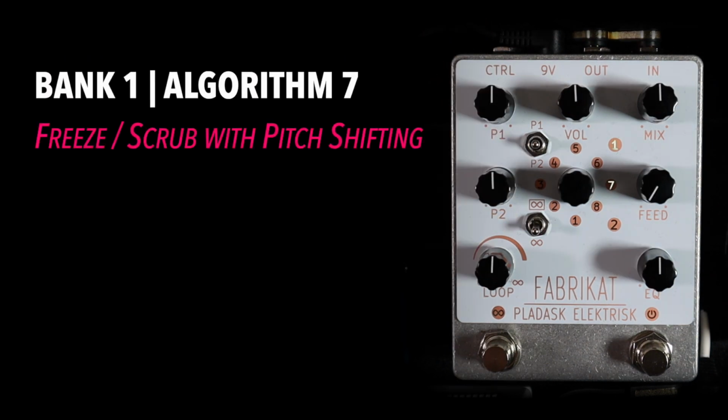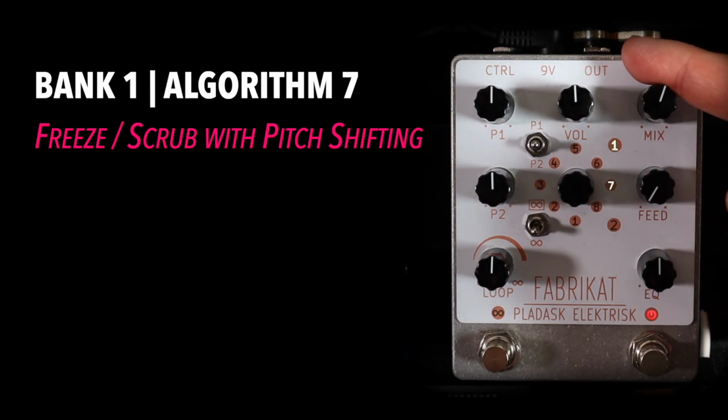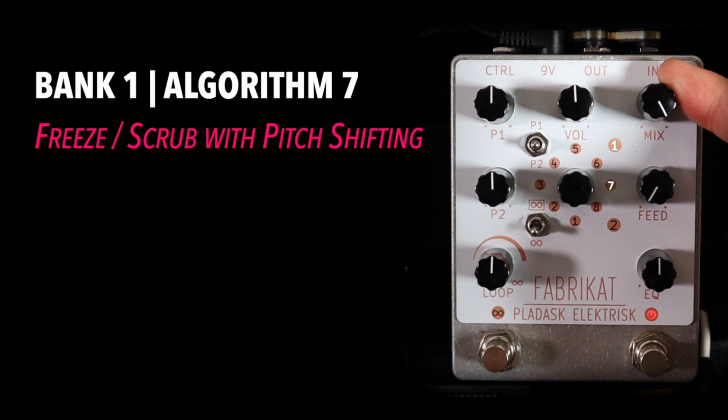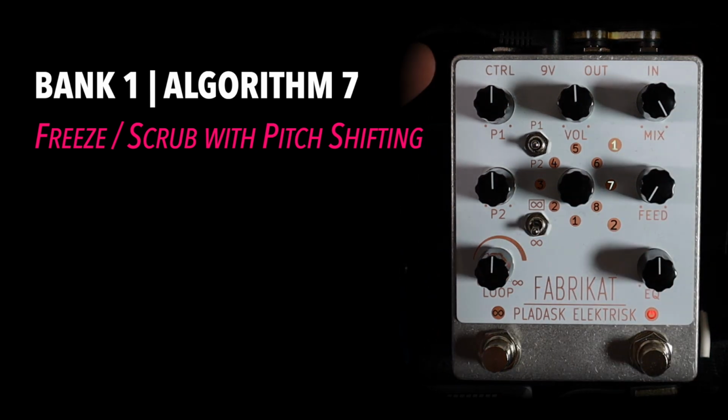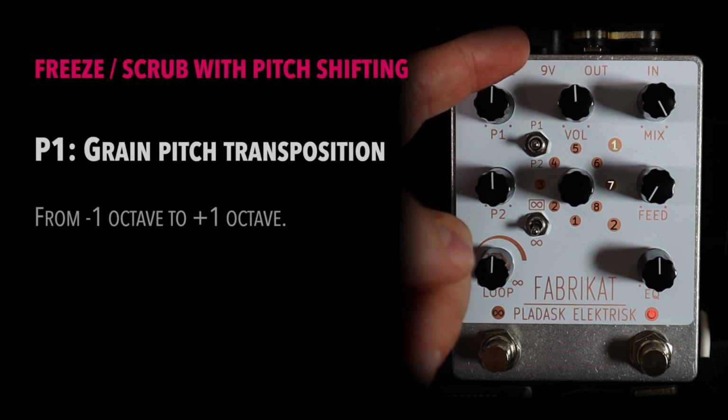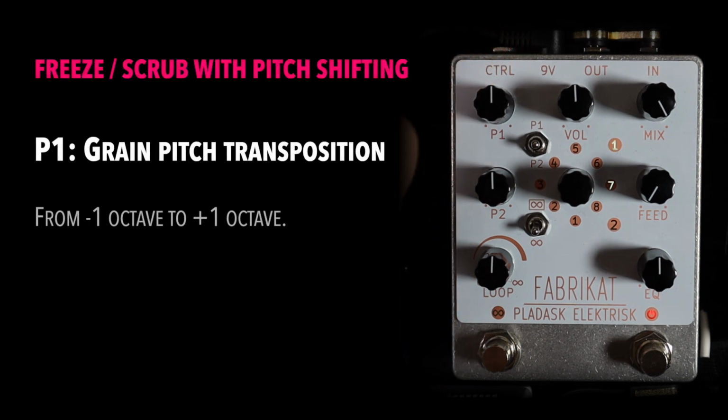So now we're on algorithm number 7, and this is freeze scrub with pitch shifting. So let's run our loop again. Let's hear what it does. Now, I'm going to crank the mix once again. Parameter number 1 does transposition, so we can go down an octave all the way to up an octave.